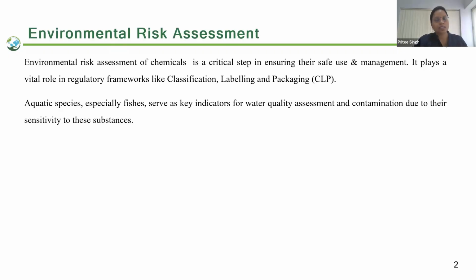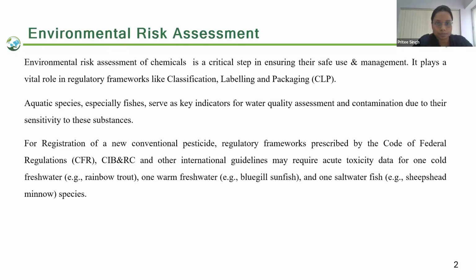In aquatic toxicology studies, fish are the key indicator for water quality assessment and contamination, due to their sensitivity to substances. For registration of a new or any conventional pesticide, the regulatory framework may require acute toxicity data on either one cold freshwater fish, one warm freshwater fish, or one saltwater fish. So we can see here how many fish are utilized for the registration of a single pesticide.